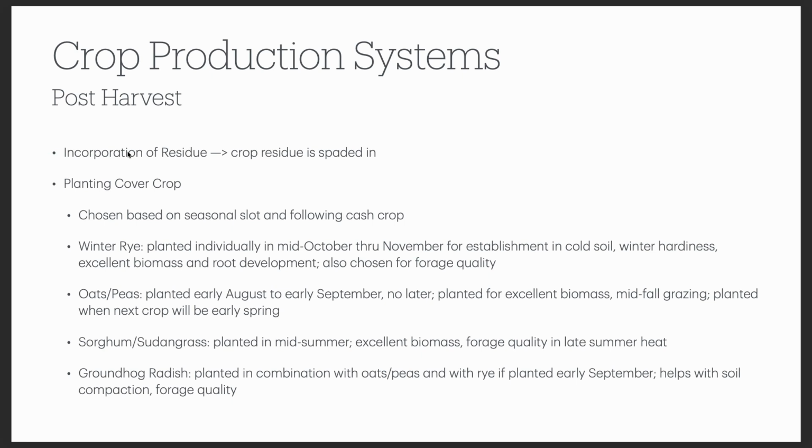If you're using it for a no-till setup, you can roll it down, you can crimp it. It does have some allelopathic effect. It's an amazing cover crop. We also choose it because it's an amazing forage. And when we're planting our cover crops, we're always looking at what is their forage value. So we're not planting any cover crop that isn't also going to be grazed.